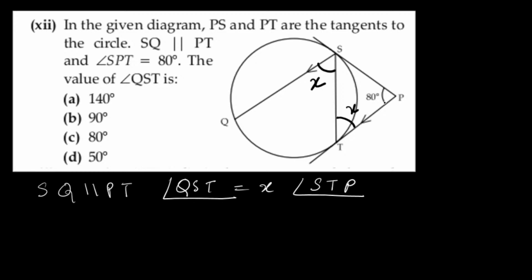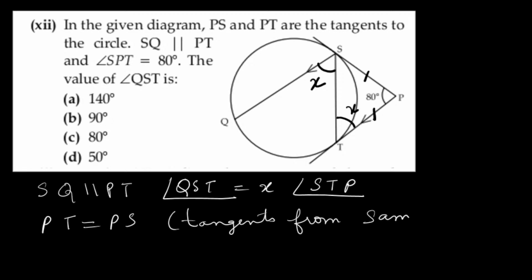PT is equals to PS. So okay, that also we can use. Tangents from the same external point are equal. So we have learnt this one: tangents from same external point or exterior point are equal in length.